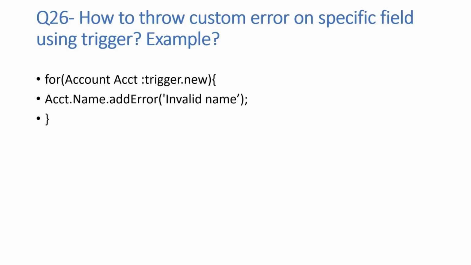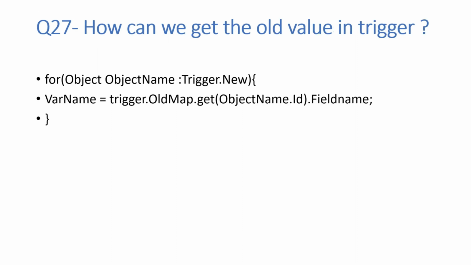How to throw a custom error on a specific field using a trigger? So here is an example: for account in Trigger.new, we can refer to acc.name.addError, which is a method. So we can give the error message "invalid name" on that particular field.